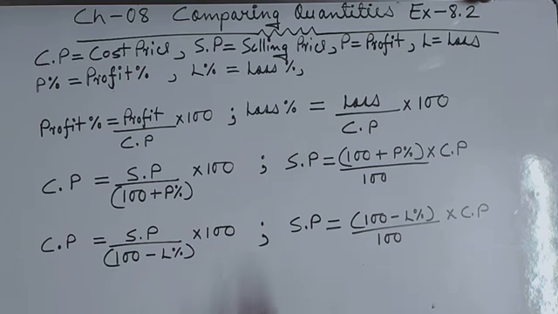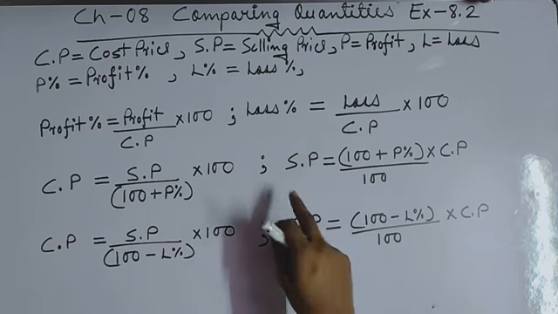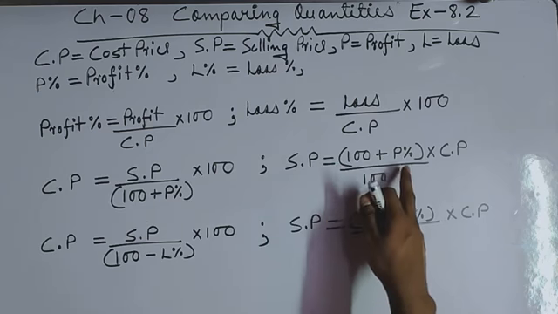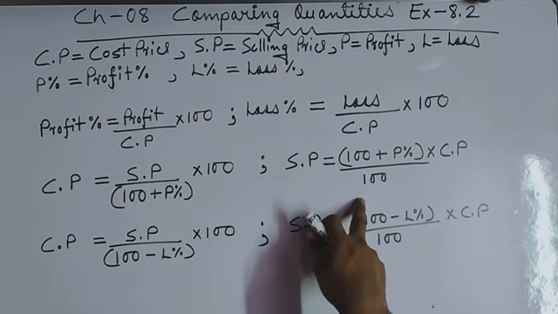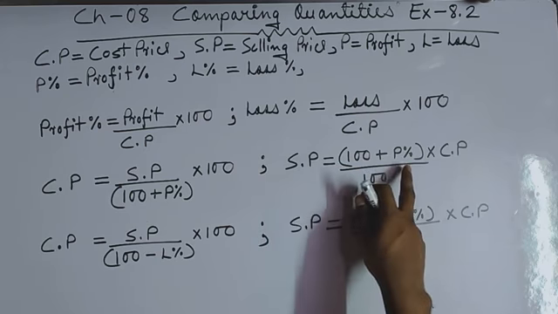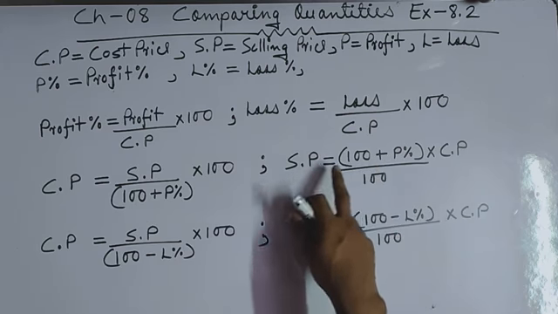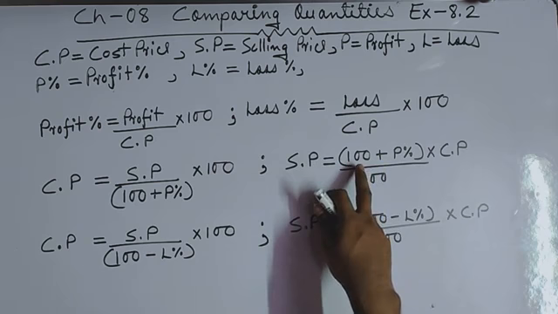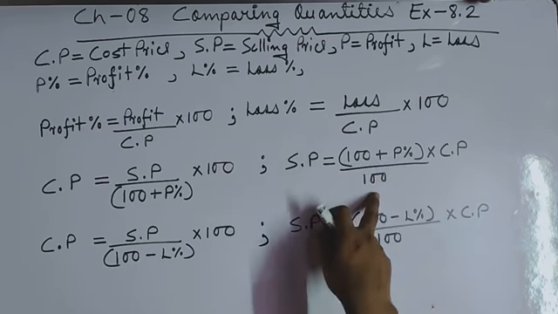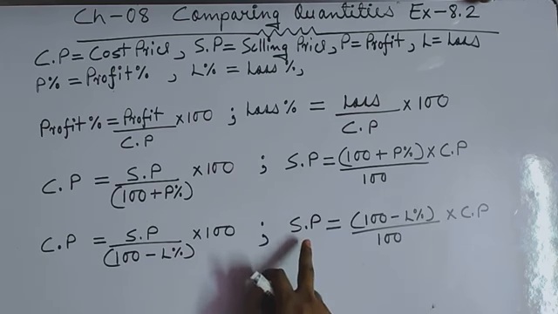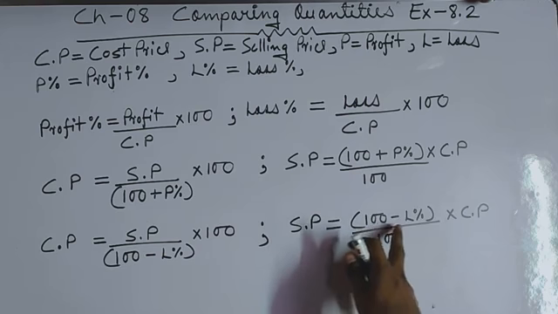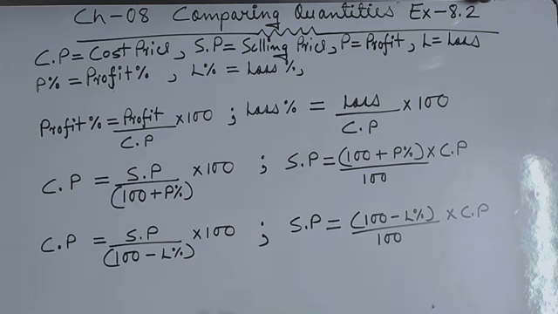Now we will move to finding the SP when the profit or loss and the CP are given to you. So SP, that is selling price, will be equal to 100 plus profit percent, multiplied by CP, upon 100. When you have a profit, you will always be adding. So SP when there is a profit equals 100 plus profit percent multiplied by CP upon 100. And when you have to find the selling price and there is a loss, the formula becomes 100 minus loss percent multiplied by CP upon 100. So these are the formulas that we are going to use in this exercise 8.2 questions based on profit and loss.